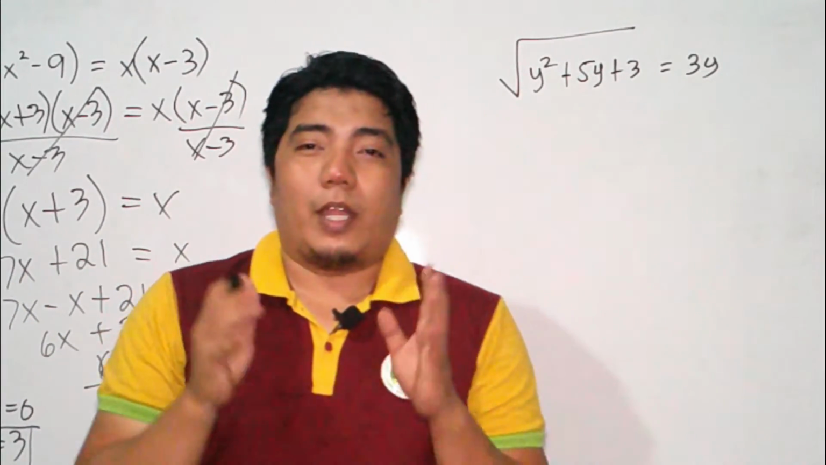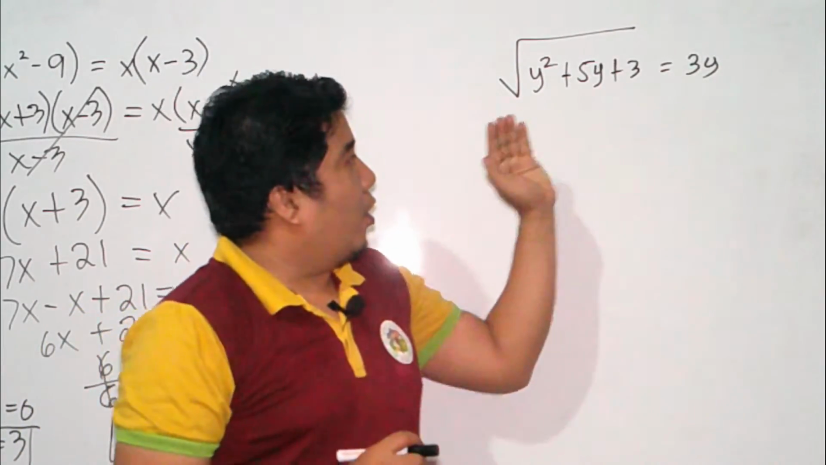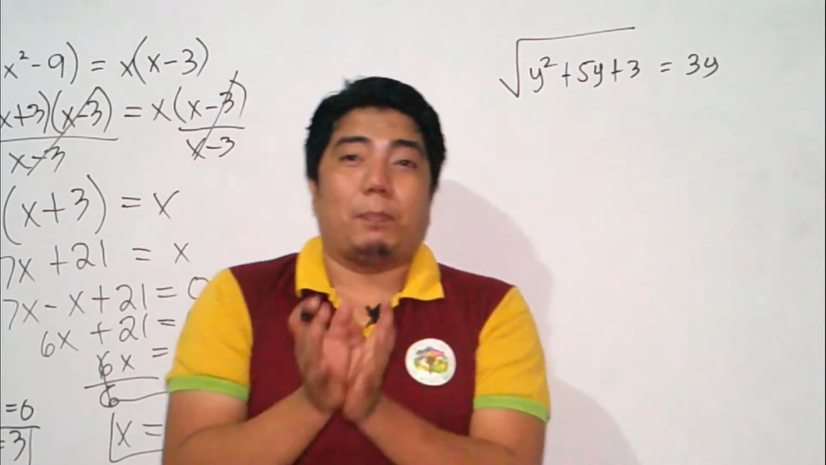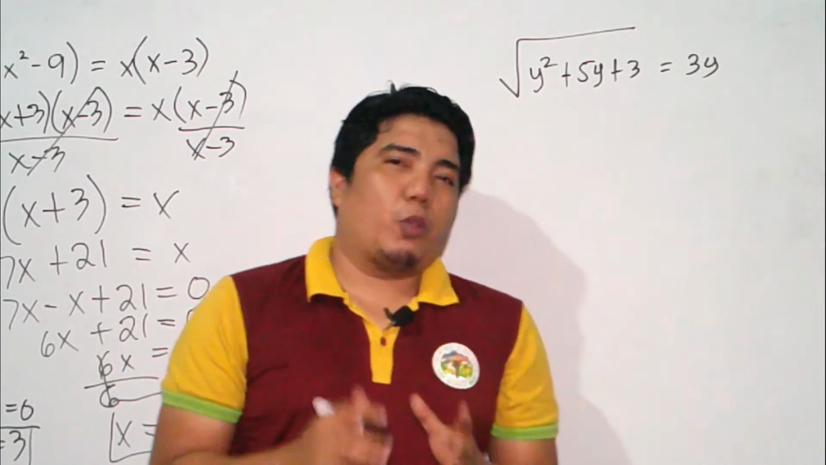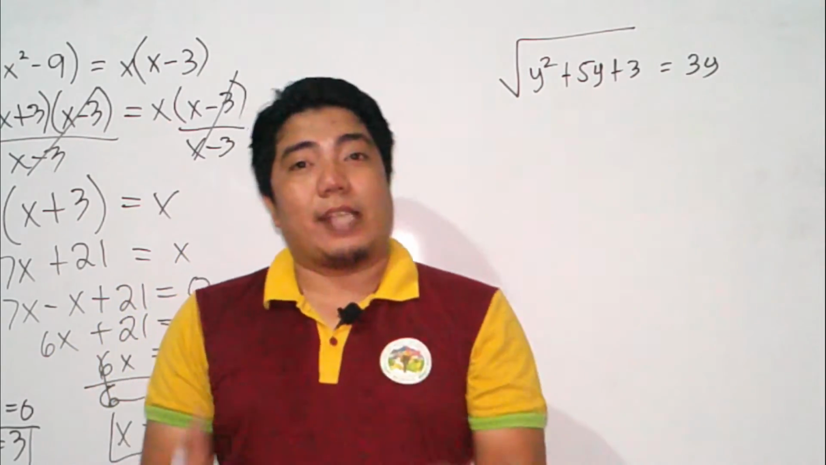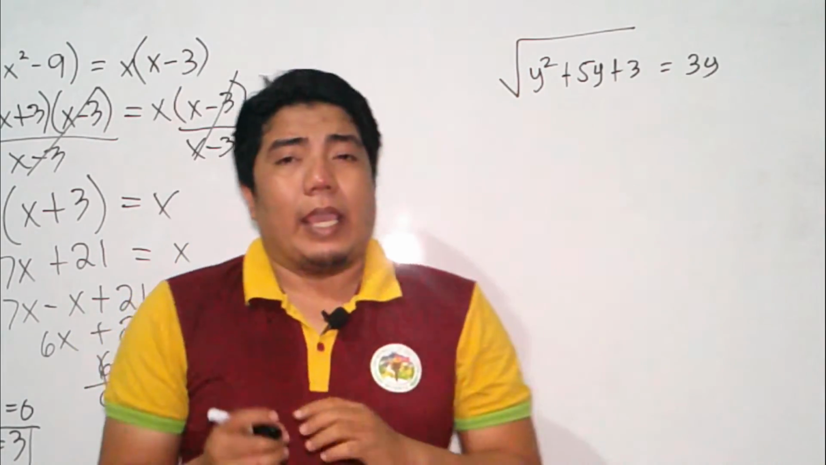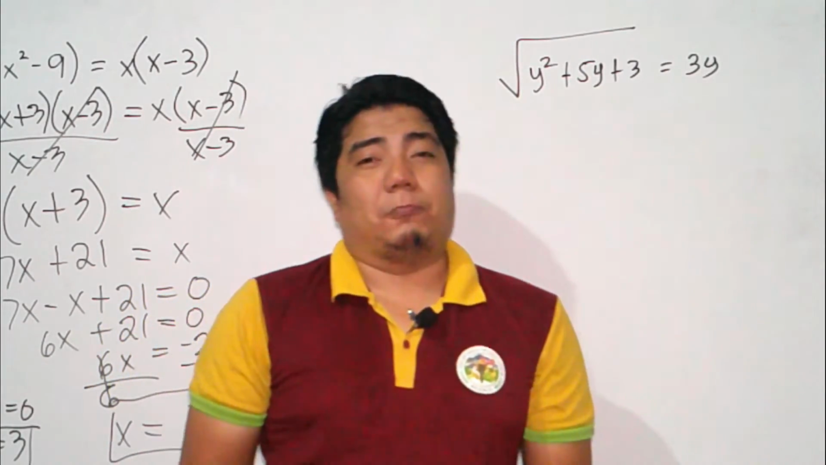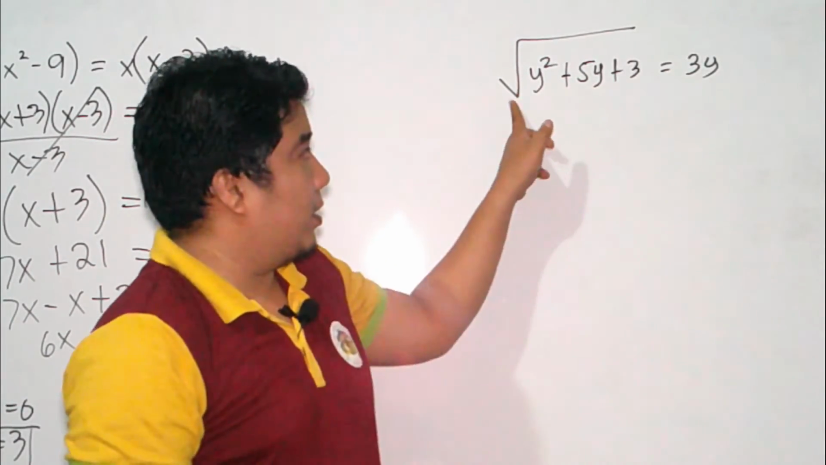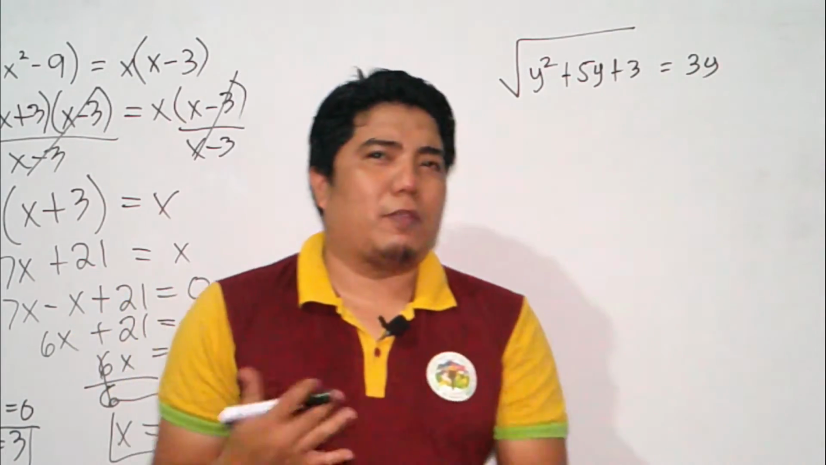Okay, math learners, we are now down to our final example. This is the square root of y squared plus 5y plus 3 is equal to 3y. Now, in this scenario, we can see that there is a radical sign. And though we can see the power of 2 here, it does not mean that that is a quadratic equation, because of this square root symbol. So, the question is, how do we solve this?